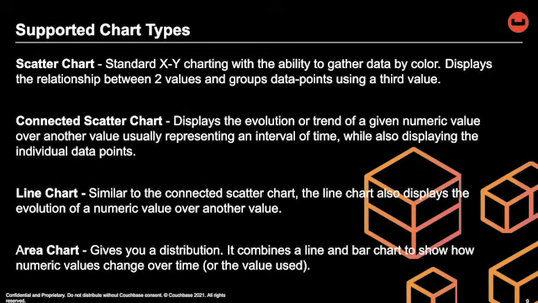Thanks, Eben. So let's take a look at all the different charts that we support. We support 8 different kinds of charts as of 7.02. We have the scatter chart, the connected scatter chart, the line chart, the area chart, the bar chart, the grouped bar chart, the pie chart, and the donut chart. Now, I'd like to go over each different chart as I'm giving the demo. So let's just switch over to the demo.